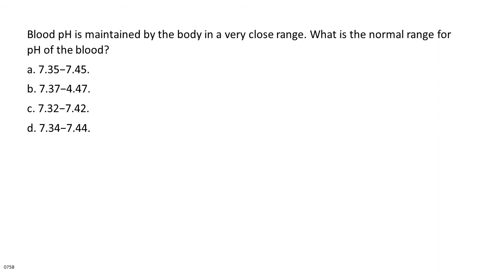Blood pH is maintained by the body in a very close range. What is the normal range for pH of the blood? A. 7.35 to 7.45. B. 7.37 to 7.47. C. 7.32 to 7.42. D. 7.34 to 7.44.